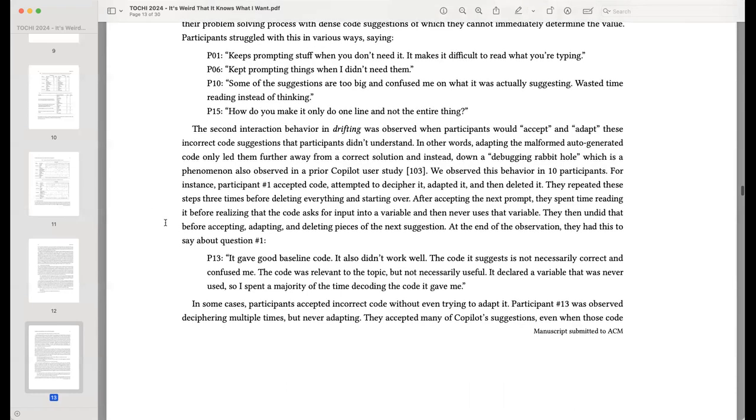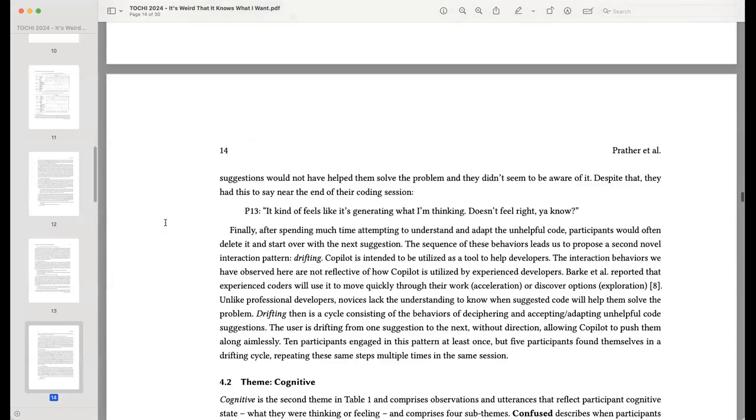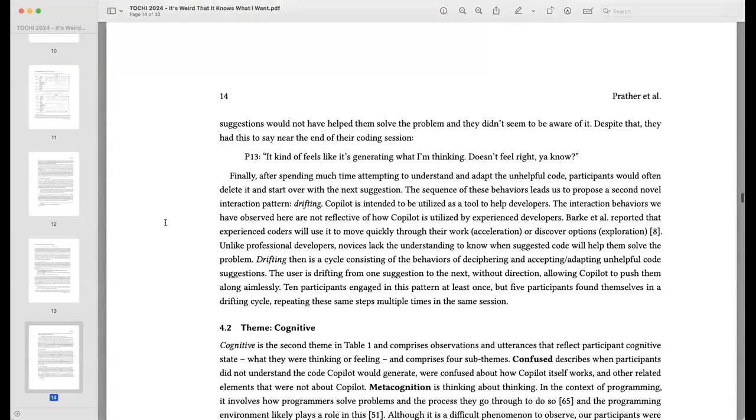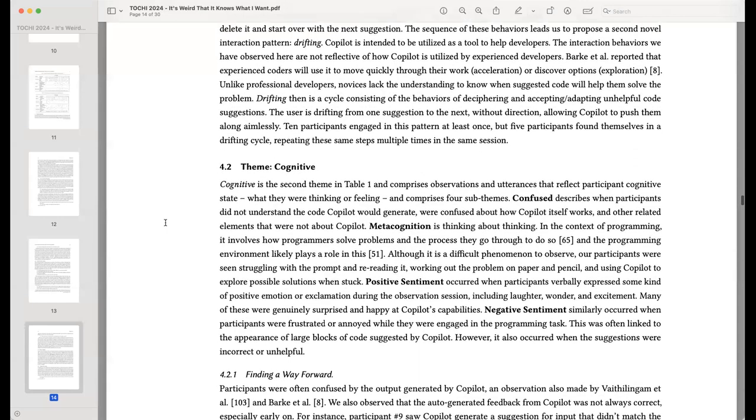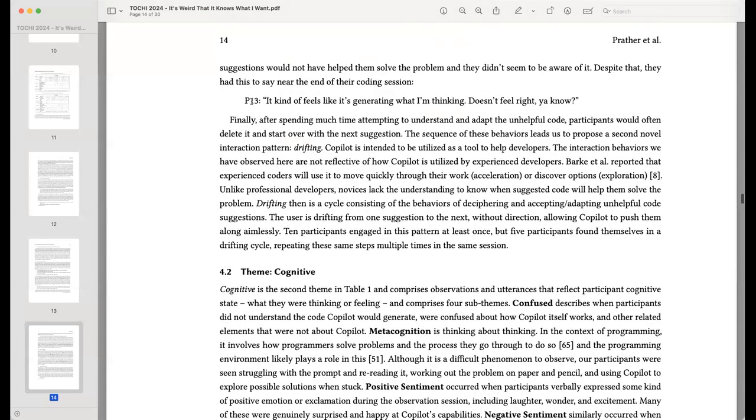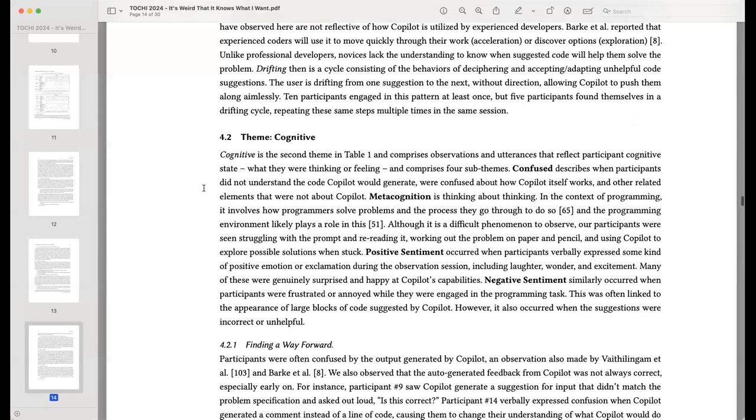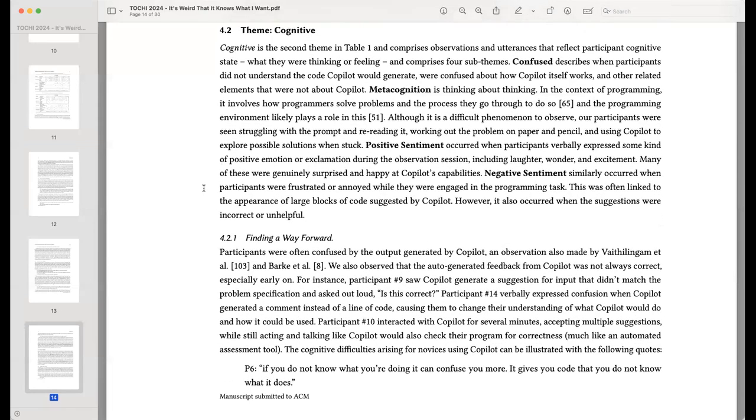And so this pattern really is accepting code, trying to modify it, deleting it, and then doing it all over again, and sort of letting Copilot bounce them around between ideas without really ever focusing on a solution of their own. If you're interested in finding more about that and the quotes from that, we encourage you to read the paper.